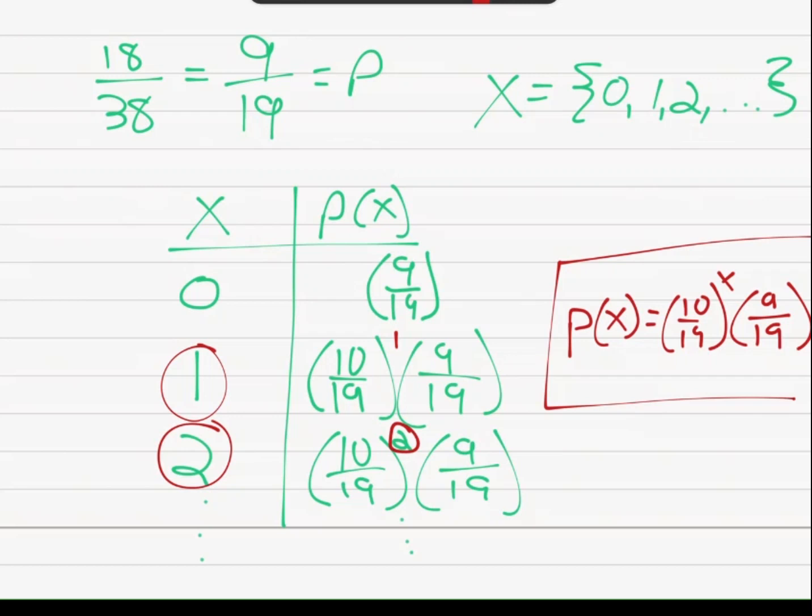What makes it geometric? Well, it's geometric because it has this a sub 0, right? This leading term, and then it has this common product, right? I get from one term to the next term in line by multiplying by 10/19. So again, this is geometric, a geometric PDF.